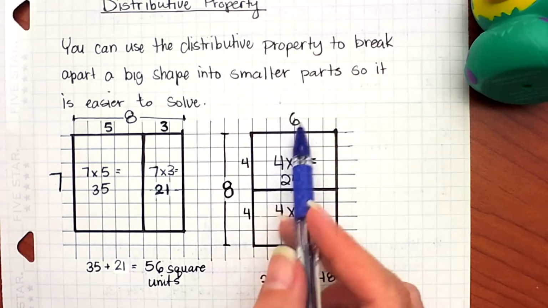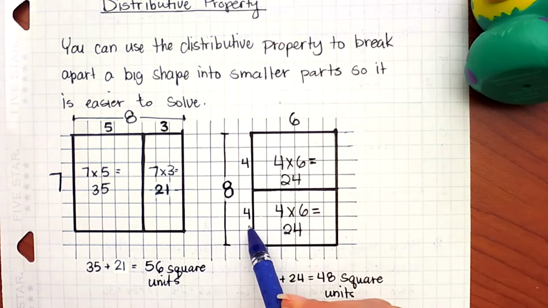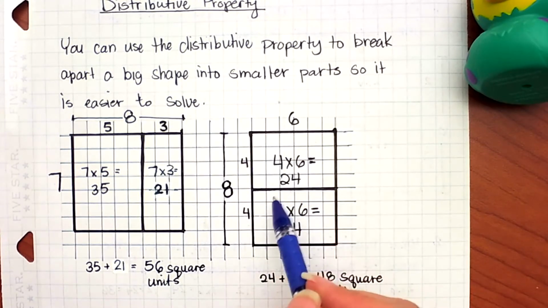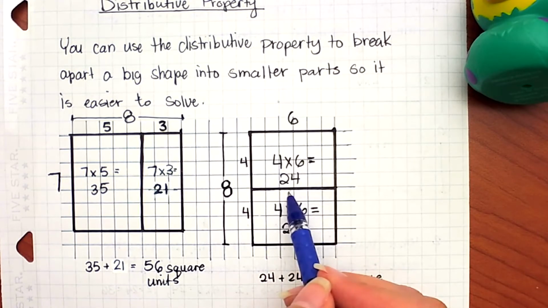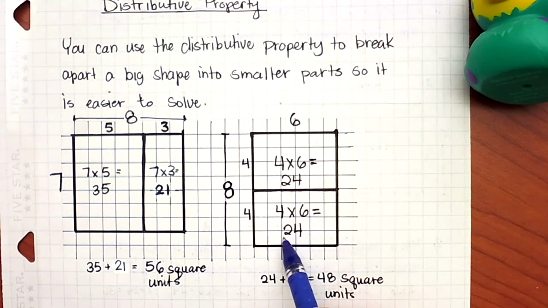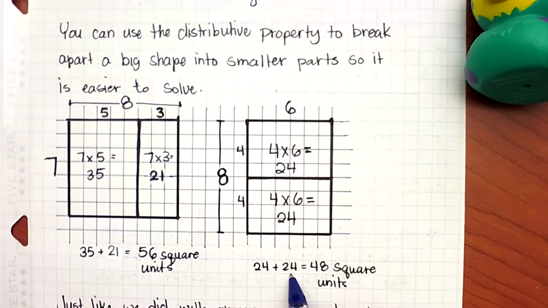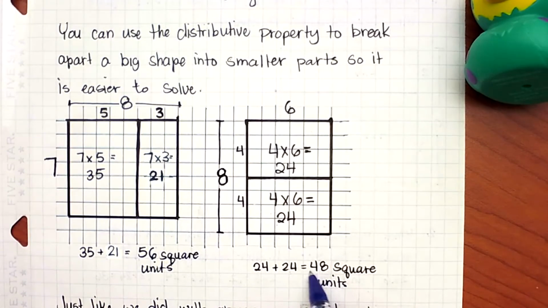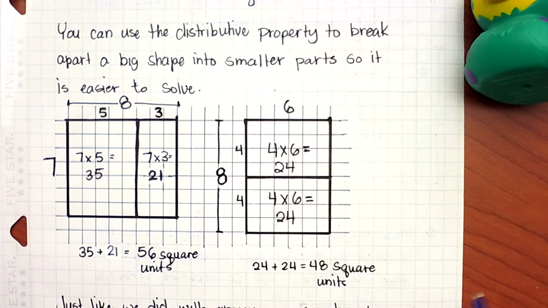Now, if I don't know how much 8 times 6 is, I can split the 8 into 4 and 4. So this is a 4 times 6 rectangle, and this one is another 4 times 6 rectangle. I know 4 times 6 is 24, plus another 4 times 6 is 24. When I add those two partial areas together, 24 plus 24, that gives me 48 square units. So 8 times 6 is equal to 48 square units.